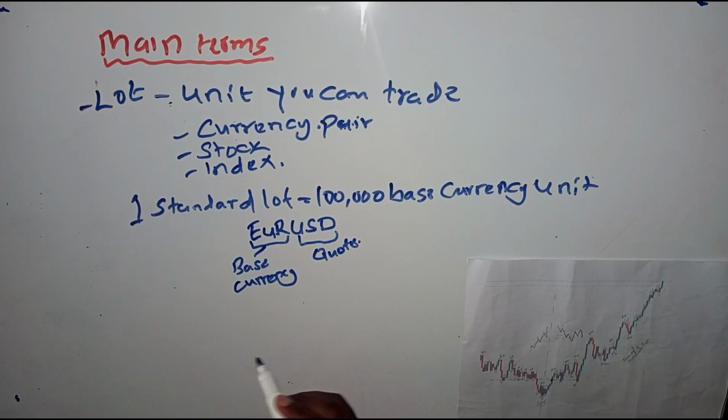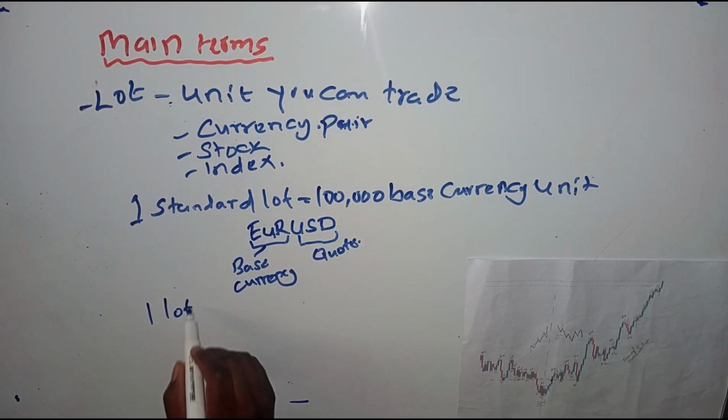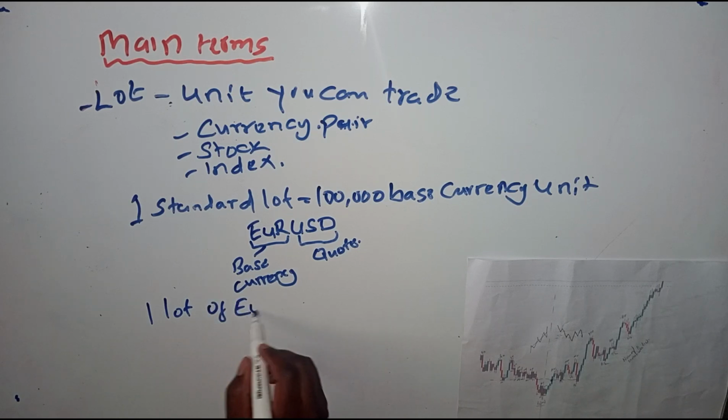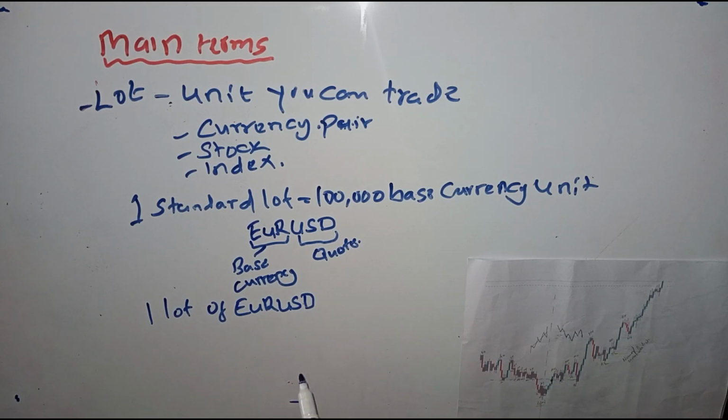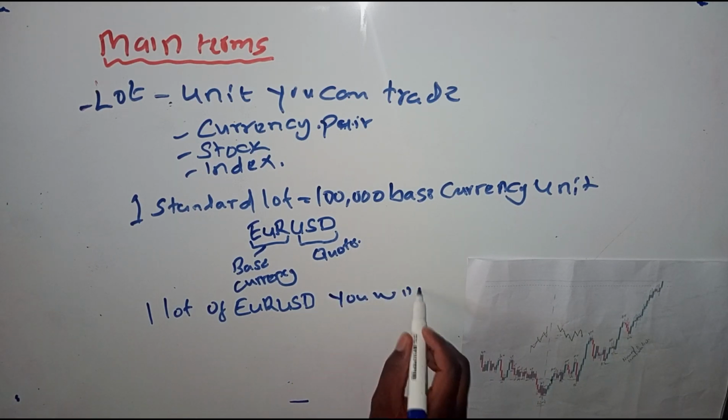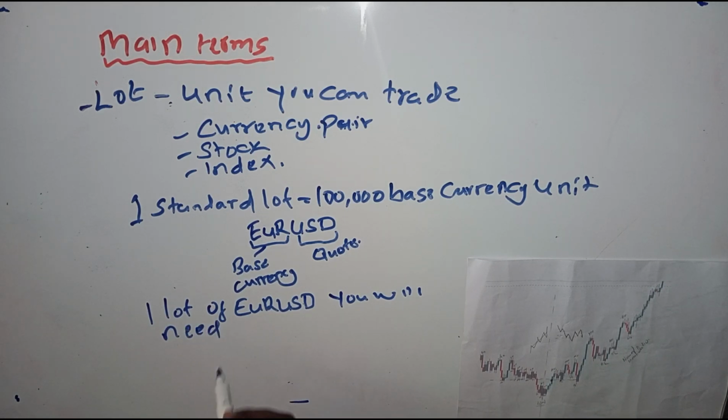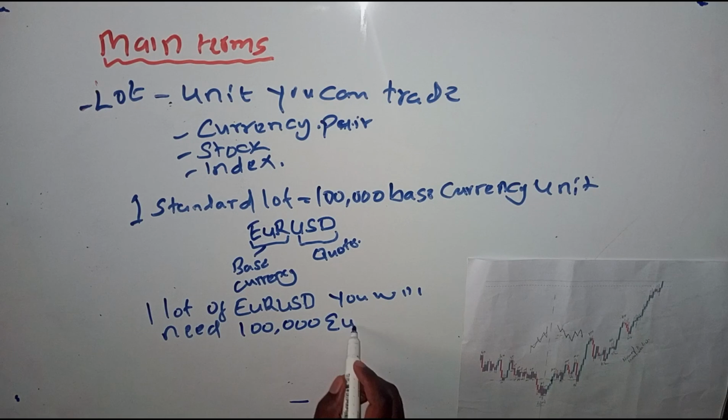This means if you want to trade one lot of euro USD, you will need 100,000 euros to trade that asset. I know you're wondering, where will I get this lump sum of money to trade forex?